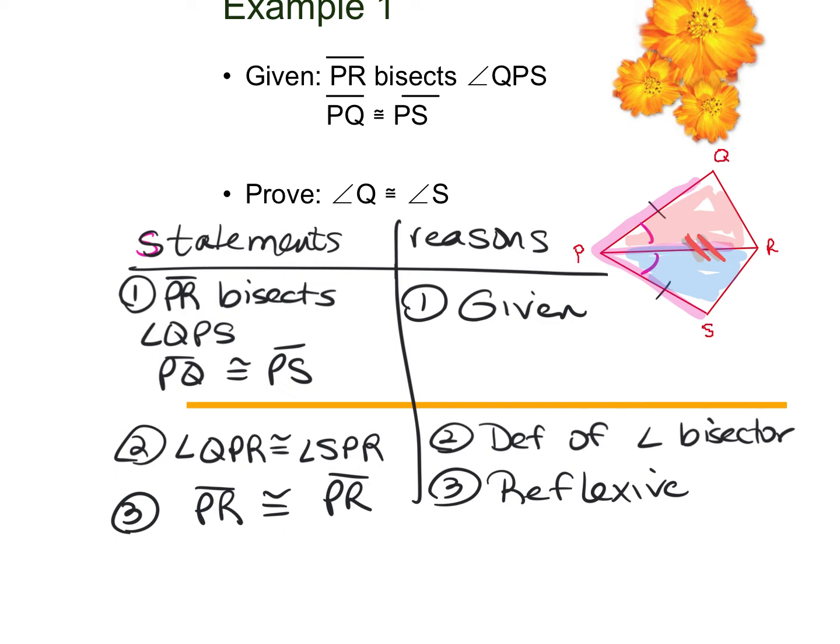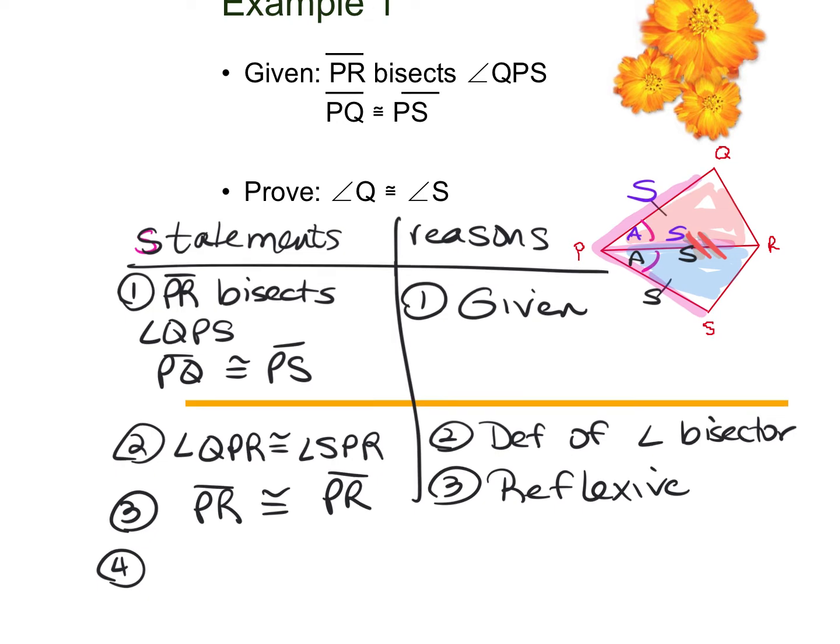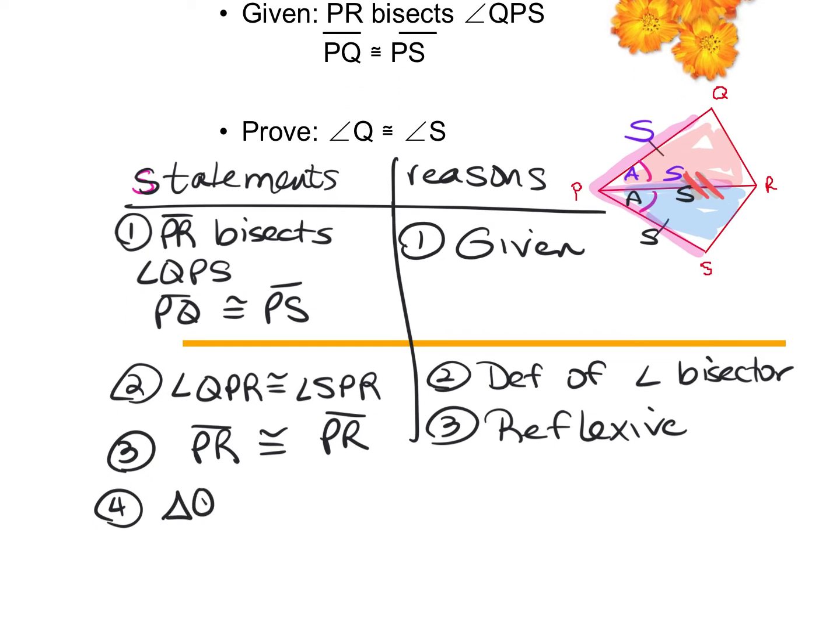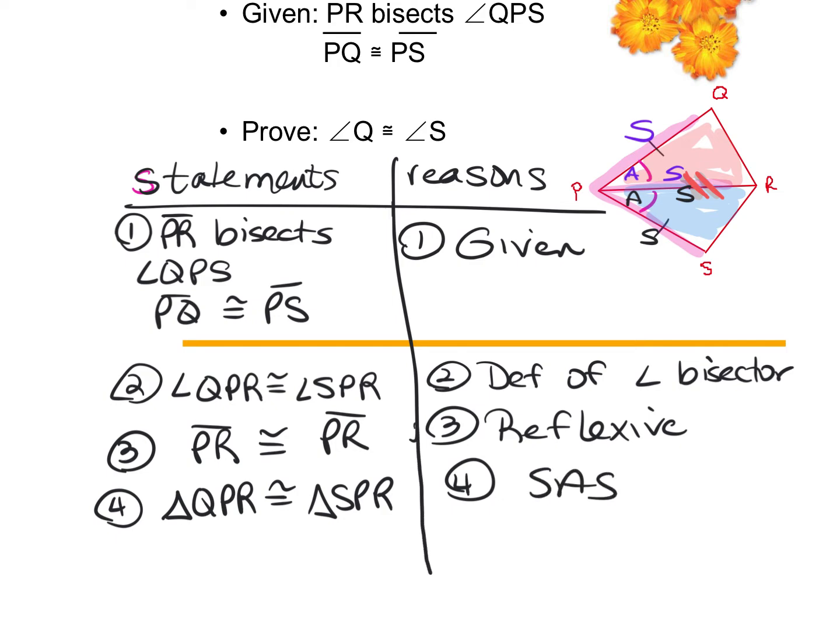Now notice I've got 3 pieces of congruency on both the red triangle and the blue. And notice what's marked here is I've got a side, an angle, and a side on the red one, as well as the same side, the angle, and a side on the blue one. So this is going to be my reason for stating that triangle QPR is congruent to triangle SPR, and the reason is side angle side. So now I've shown that the red triangle is congruent to the blue triangle.